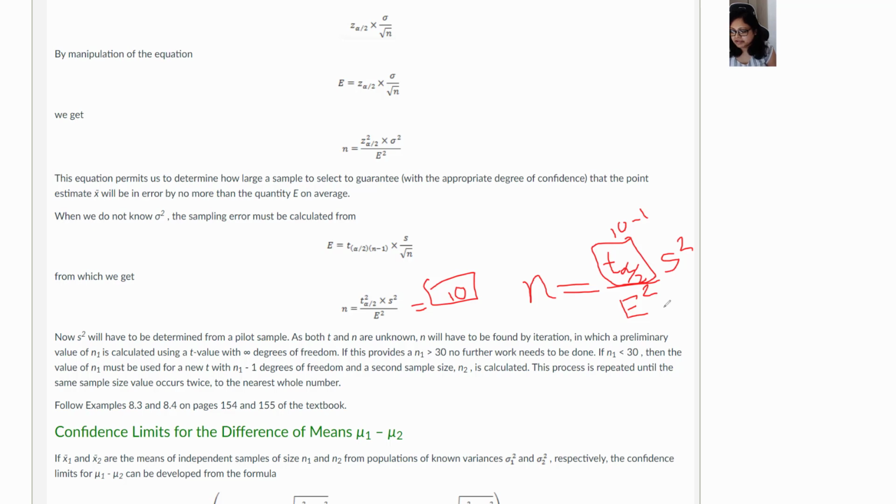So if you keep doing this, let's say you found n1, n2, and then n3, and so on, you can go up to n15 or n16. Every time you are changing the T value. If at the 15th or 16th step you find the sample size is exactly the same, then you can stop there. Or if you find that the sample size is more than 30, then you don't need to do the work again. That's how you can find what the sample size we have to use might be.